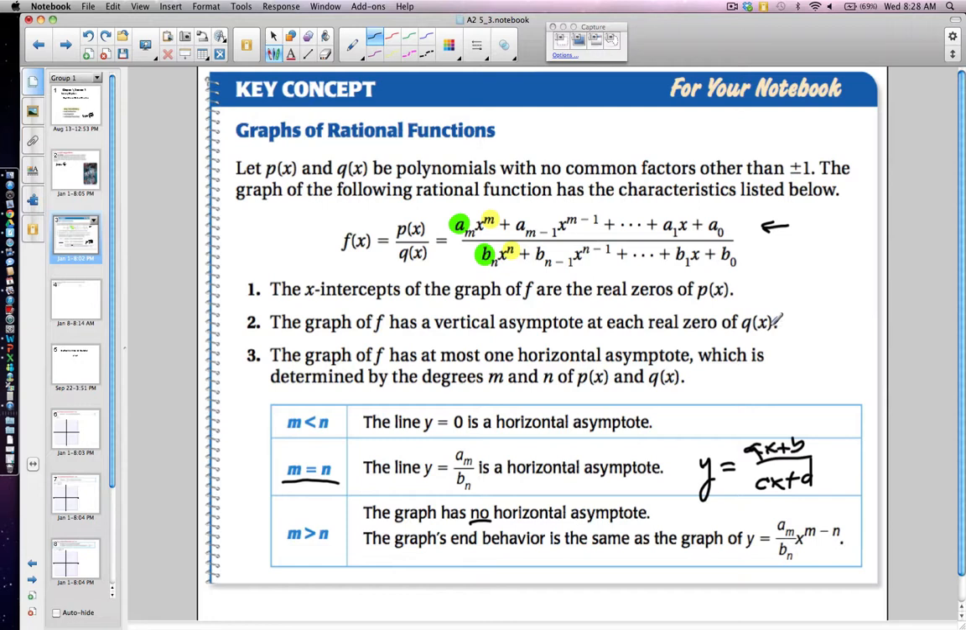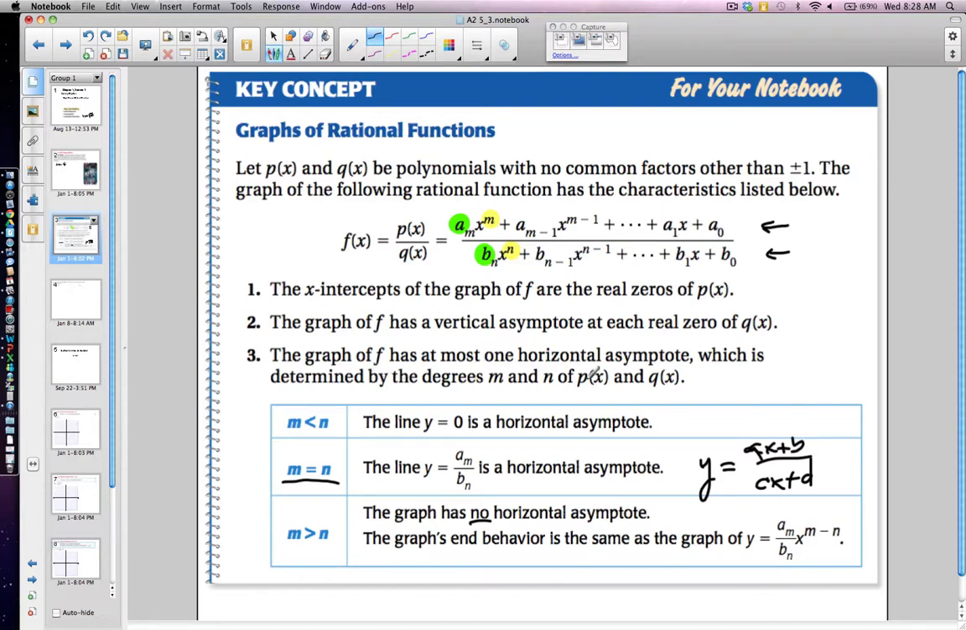I know that I'm going to have a vertical asymptote at each 0 of the function in the denominator, because when 0 is in the denominator of a fraction, the fraction is undefined, so I can never have a point where the denominator was 0. So that's what creates the vertical asymptotes, which we talked about in simple rational functions.